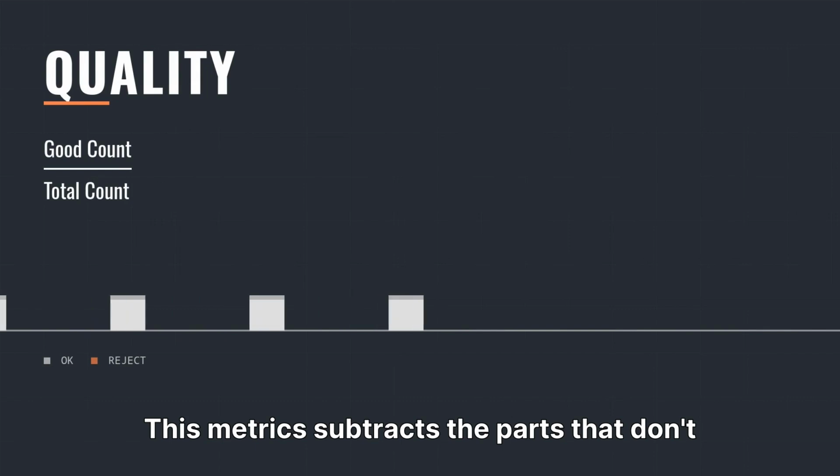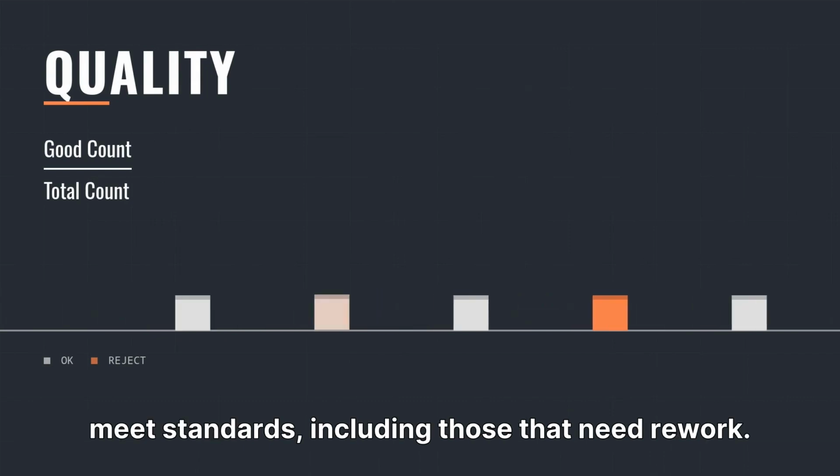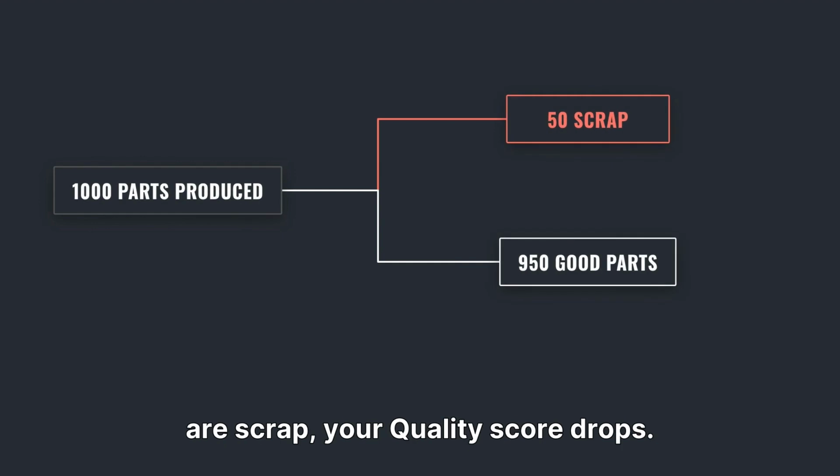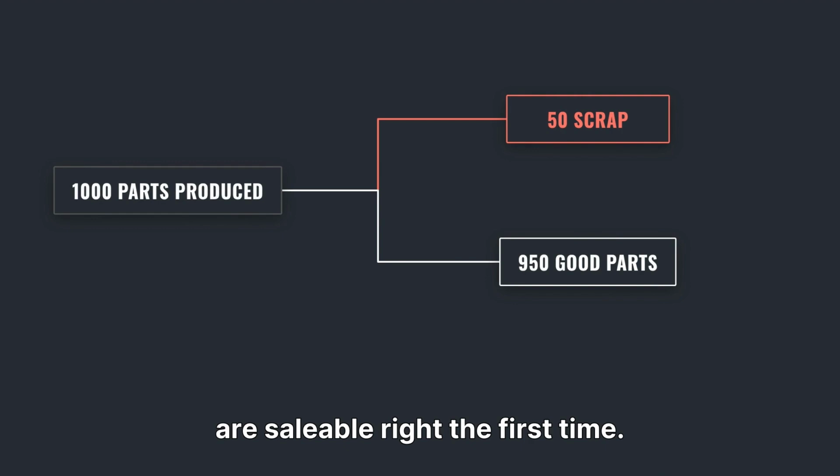Finally, quality. This metric subtracts the parts that don't meet standards, including those that need rework. If you produce 1,000 units but 50 are scrap, your quality score drops. OEE only counts the good parts that are saleable right the first time.